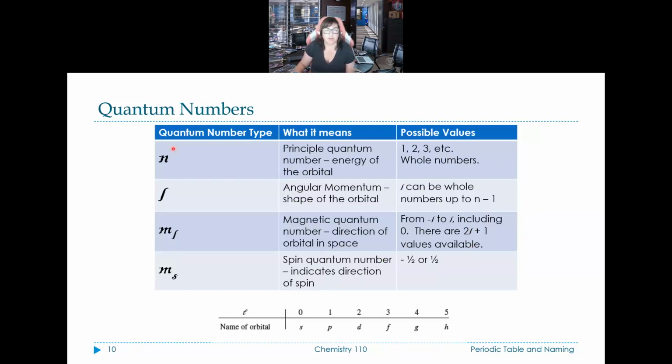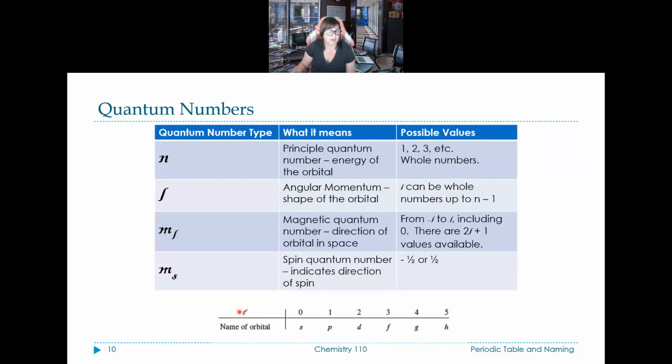The n, which is the principal quantum number, tells me the energy of the outermost orbital. Okay, this is what I was talking about when I was talking about that row number on the periodic table. That n is the row number, okay? We can talk about the l quantum number, which is called the angular momentum. It tells me what shape that orbital is, and I'll show you the shapes and talk to you about what they mean a little bit later.